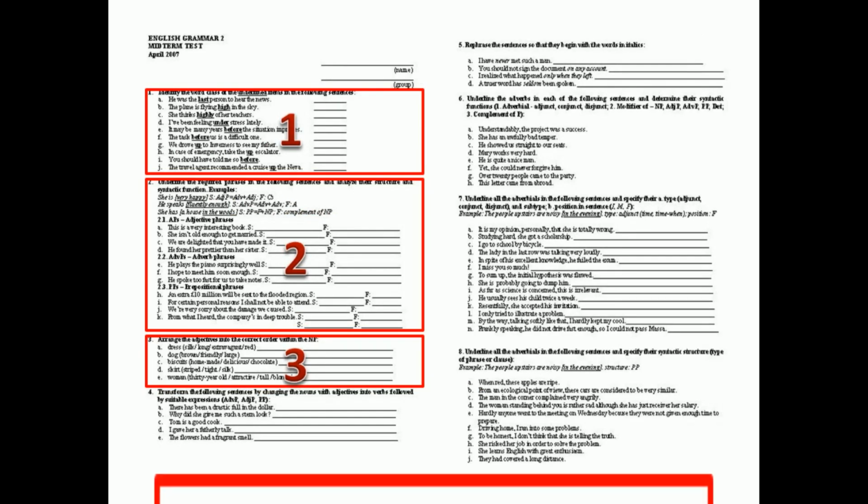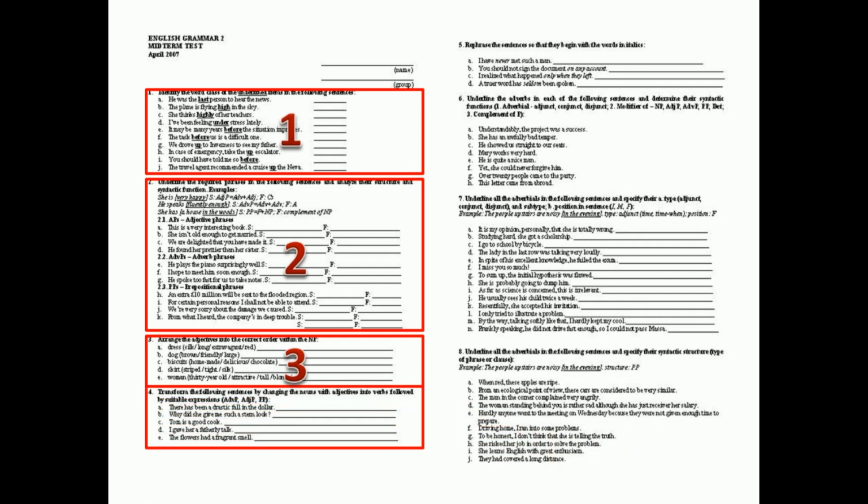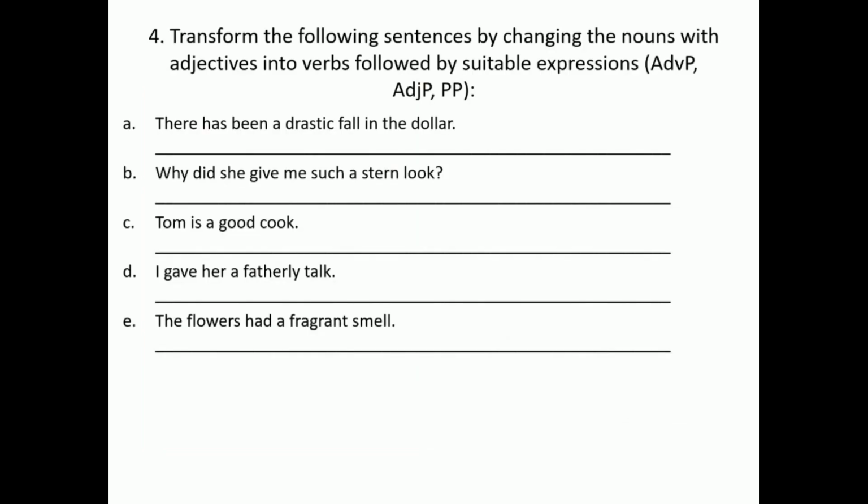The fourth one is the final exercise on this page. And here you actually have to do what we also practiced. You take the nouns with adjectives and you transform them into suitable expressions with adverb phrase, adjective phrase, and the PP. So there has been a drastic fall in the dollar. So instead of a drastic fall in the dollar, you say the dollar has fallen drastically.